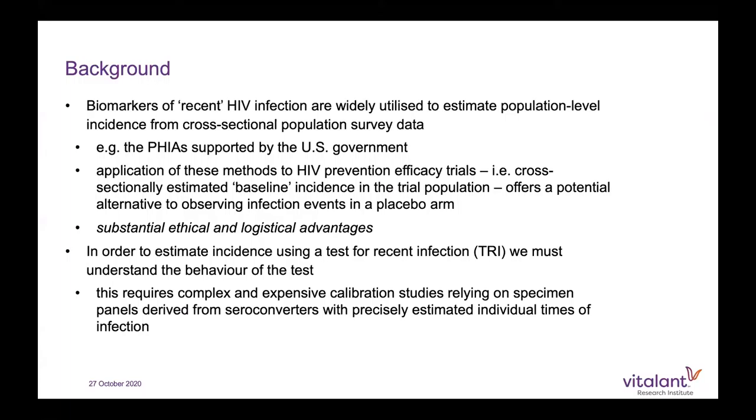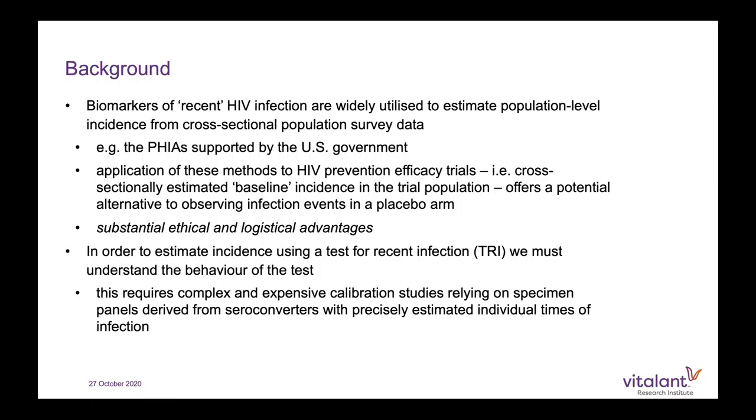Application of the methods used in these surveys to HIV prevention efficacy trials, that is, cross-sectionally estimated baseline incidence in the trial population providing the counterfactual rather than a placebo arm in the trial, shows great promise, which may have substantial ethical and logistical advantages in the context of highly effective prevention interventions, like existing PrEP drugs being available.